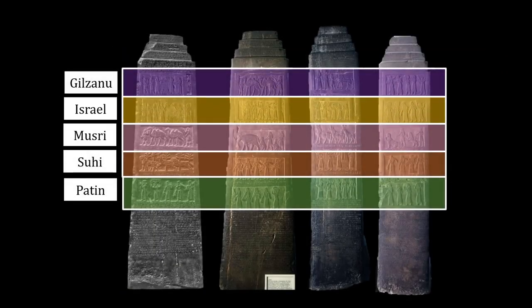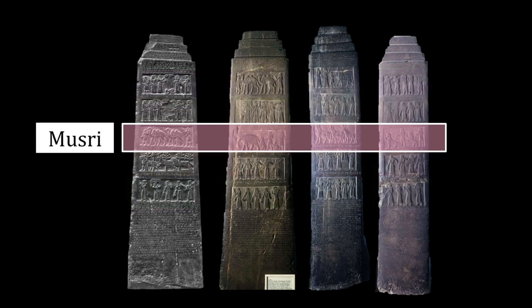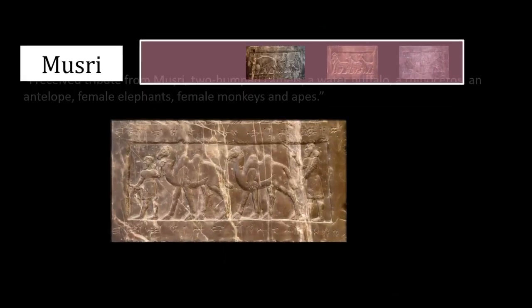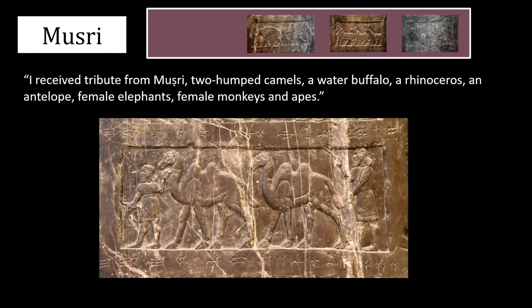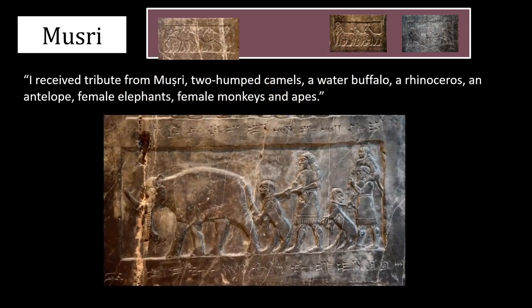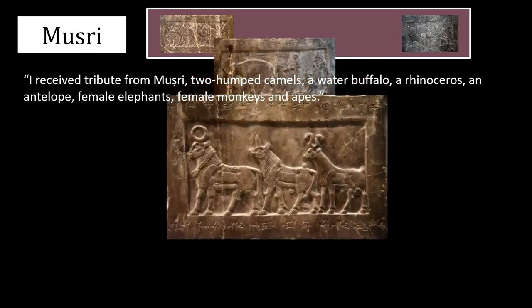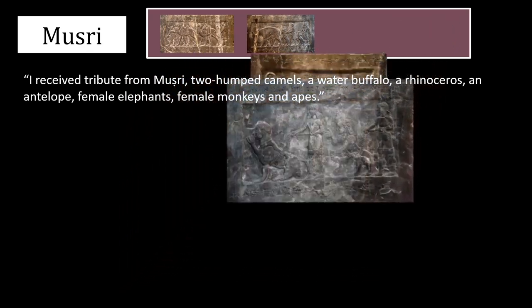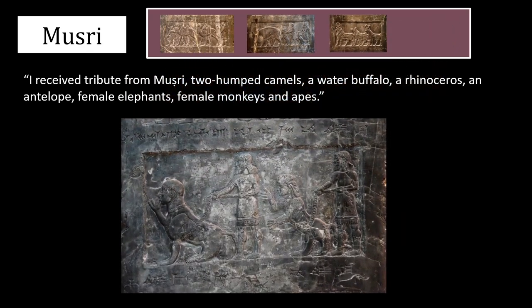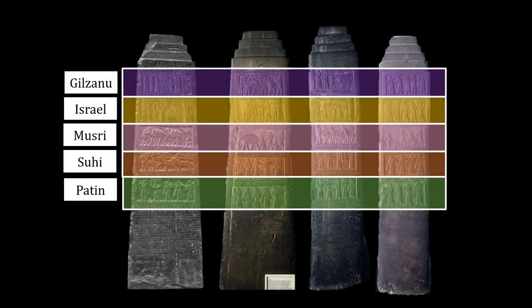For one more comparison, let's review the tribute of the nation of Muzri, who give Assyria the following, quote, "I received tribute from Muzri, 2-humped camels, a water buffalo, a rhinoceros, an antelope, female elephants, female monkeys, and apes," end quote. So as you can see here, the tribute of Muzri is made primarily of animals. So comparing Israel's tribute to that of the other nations, it appears Israel is paying a lot more since they're giving primarily gold.